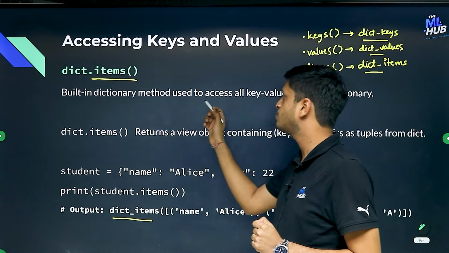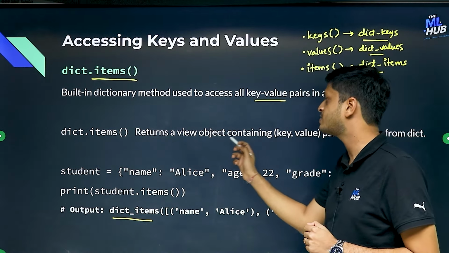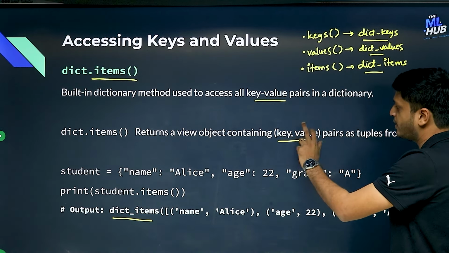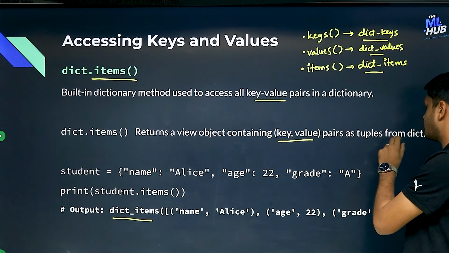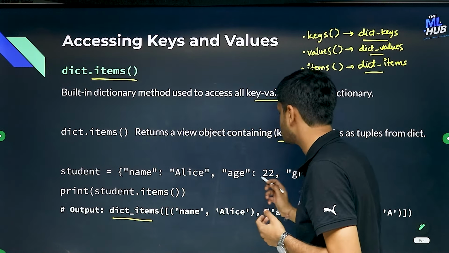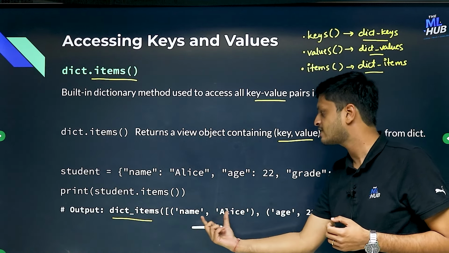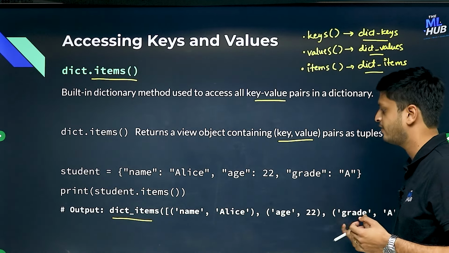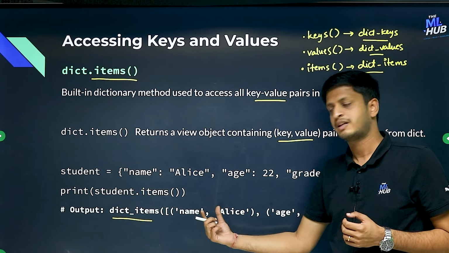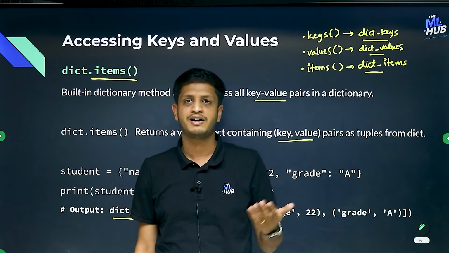It is a built-in dictionary method used to access all key value pairs in a dictionary. Dict.items, this is the syntax. It returns a view object containing key, comma value pairs, which means tuples. A pair is a tuple in Python. So it will give you key, comma value tuples from the dictionary. Okay. So if we have this dictionary student containing name Alice, age 22, grade A, and I print student.items, I will get dict items in which there are tuples name Alice, age 22 and grade A. Now if I want, I can iterate over all these elements. I can take a tuple key, comma value, then key will take this value and value will take this. This thing we have seen in for loop, how you can iterate over dictionaries, okay?